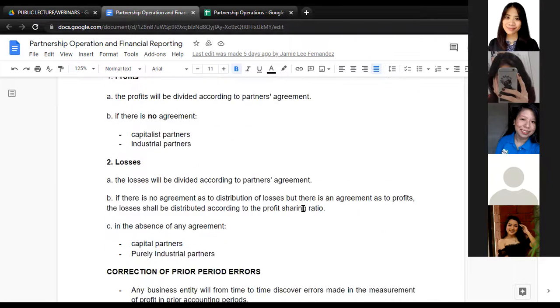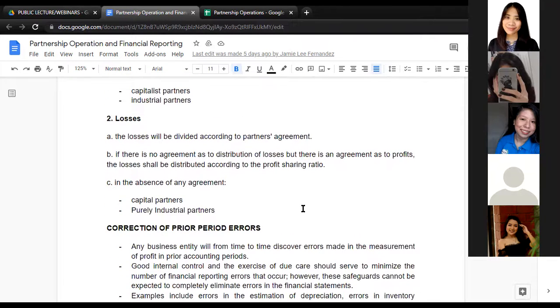Number 2, losses. The losses will be divided according to partners' agreement. Pinag-uusapan dito kung paano contribution kapag may losses sa partnership. B, if there is no agreement as to distribution of losses, but there is an agreement as to profit, the losses shall be distributed according to the profit sharing ratio. Kapag walang usapan about sa contribution ng losses ng partnership, magbe-base sa profit sharing ratio.